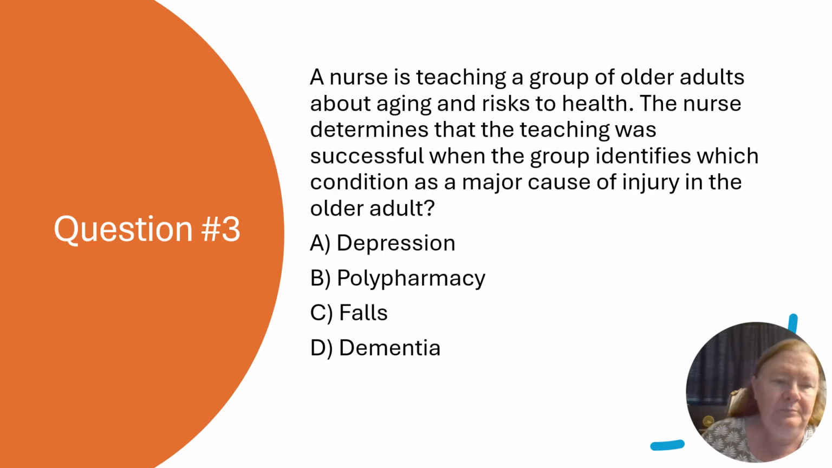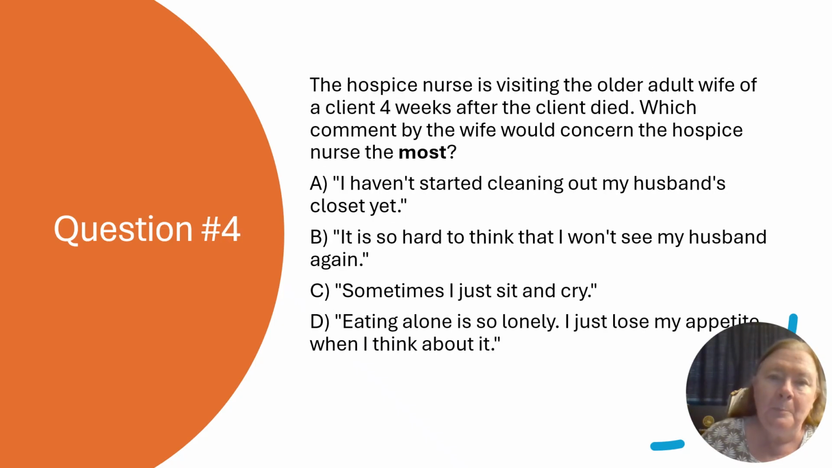Next question. The hospice nurse is visiting the older adult wife of the client 4 weeks after the client died. So this is the wife of your client. Which comment by the wife who's lost her spouse would concern the hospice nurse the most? So that is telling you it's a priority question, right? Which statement concerns you the most?